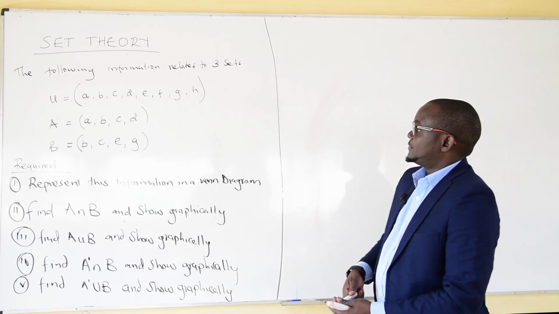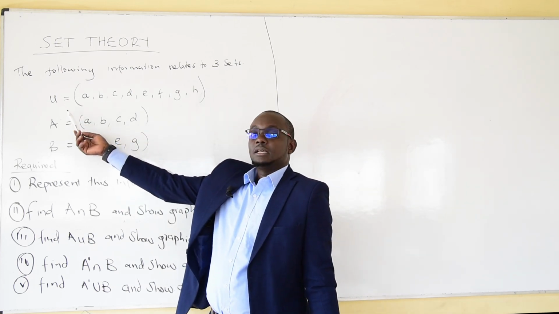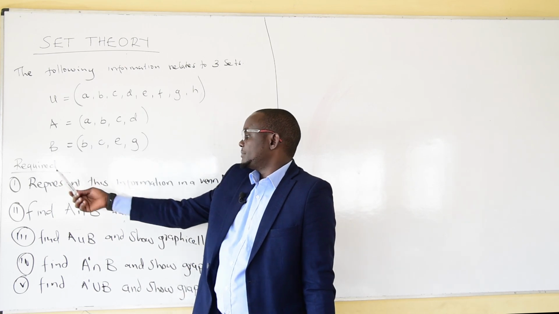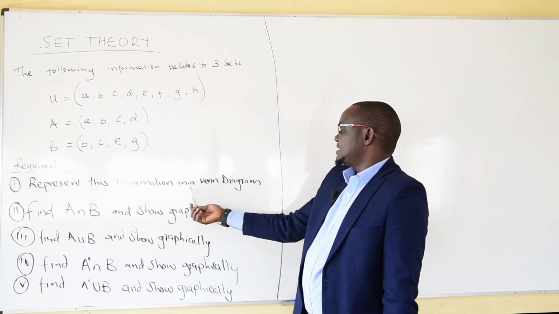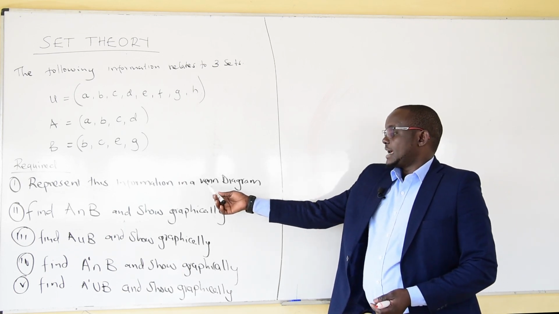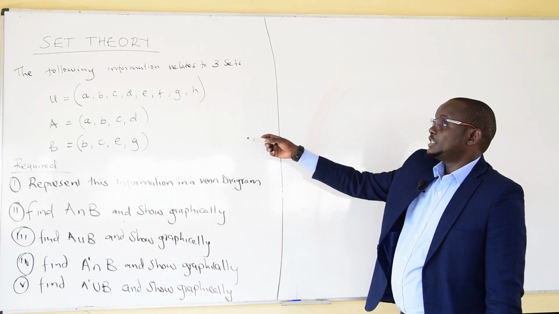Here you are told that the following information relates to three sets. The first set is the universal set. The second set is set A. The third set is set B. You are required to represent this information in a Venn diagram. We know that a Venn diagram is a diagrammatic representation of this information that relates to sets.